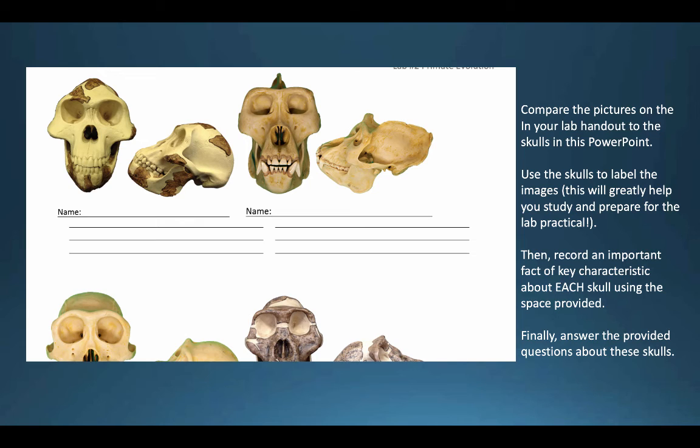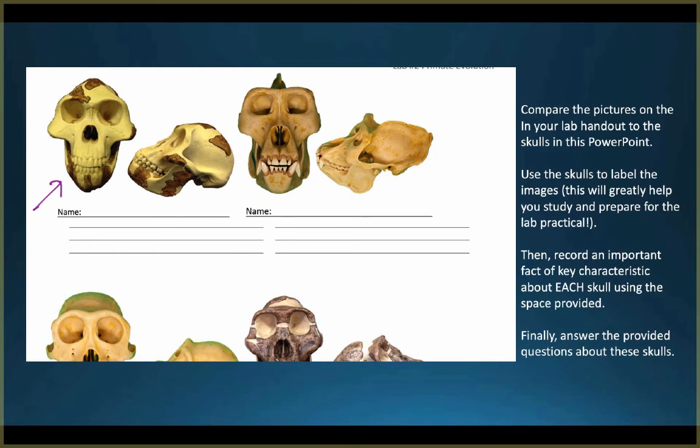So you're going to go through the pictures and find out which ones look like this. And then you'd find out which one looks like this guy, and then you'd write the name here. And then you'd write a key characteristic under here. And you'll find that from the stuff that's written underneath the picture. And then you're going to answer the questions provided at the end of each one of these sections.